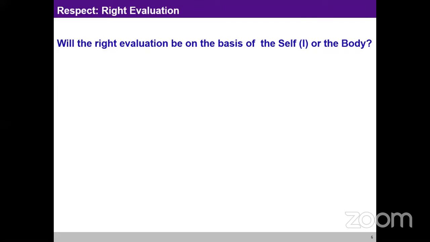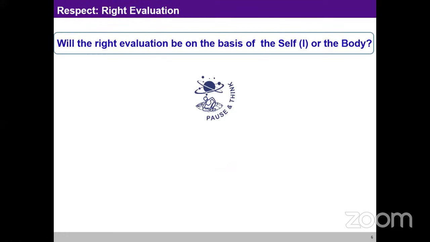So will this right evaluation be on the basis of the self or the body? What do you feel? Self or body? How would we rightly evaluate? We are getting a lot of self responses. I don't think even one response came for body. Okay, someone said both self and body, but most of them are saying self.